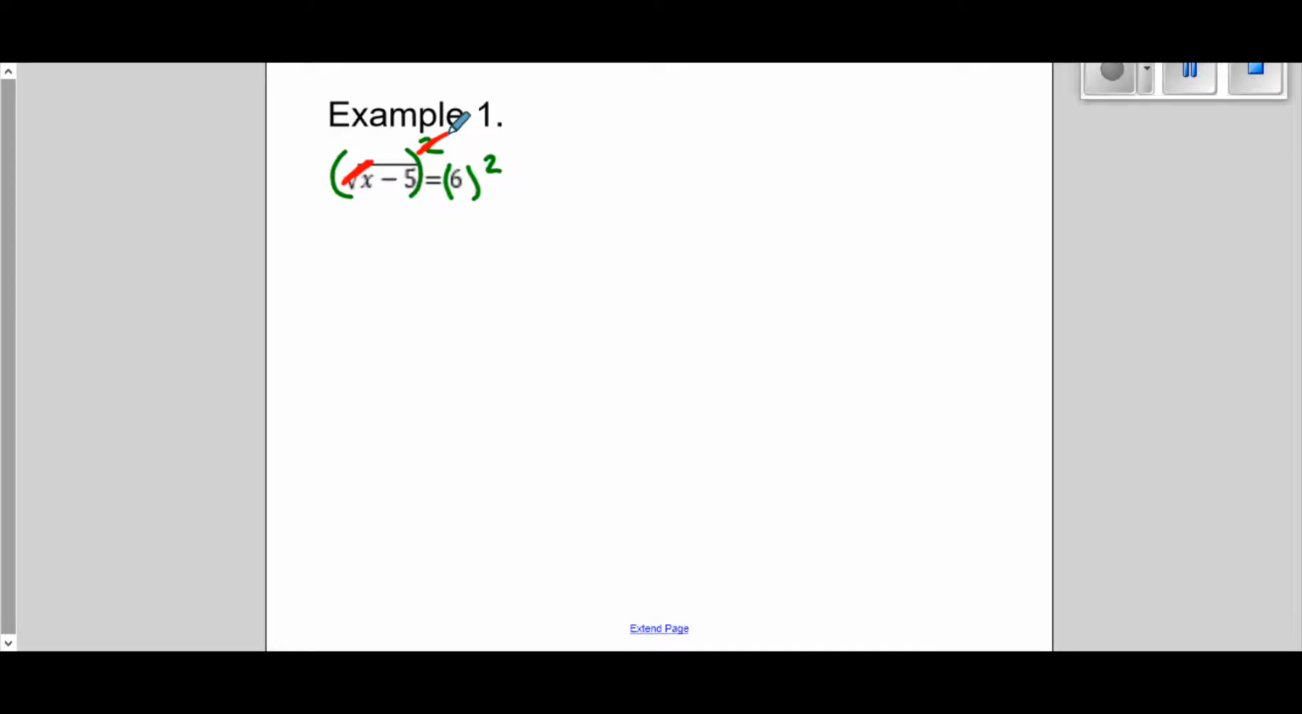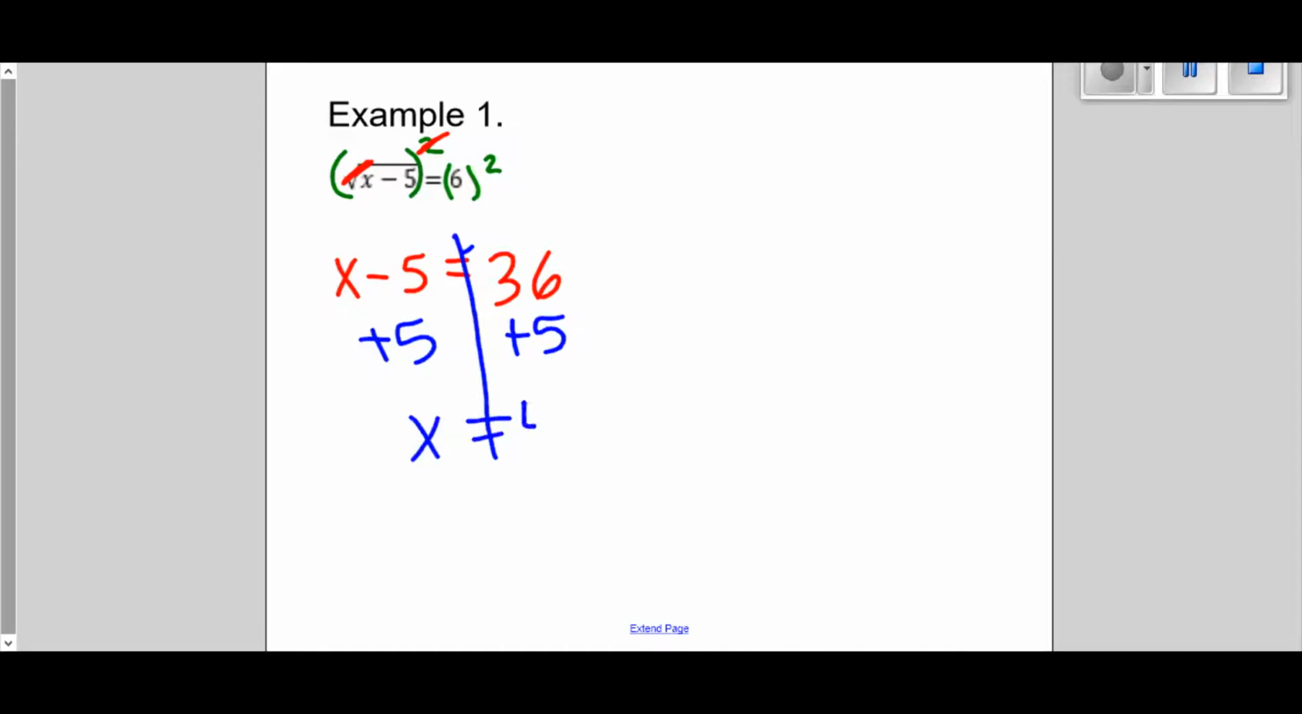So now this would get me x minus 5. And then don't forget, what you do to one side, you do to the other. Since we squared the left side, we also had to square the right side. So this would be 6 squared, which is 36. And now this is just an easy equation that you know how to solve. Remember, draw your line. x minus 5 equals 36. Just add 5 to both sides. So this gives me x equals 41.